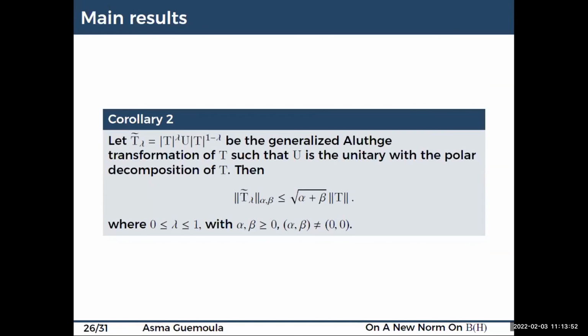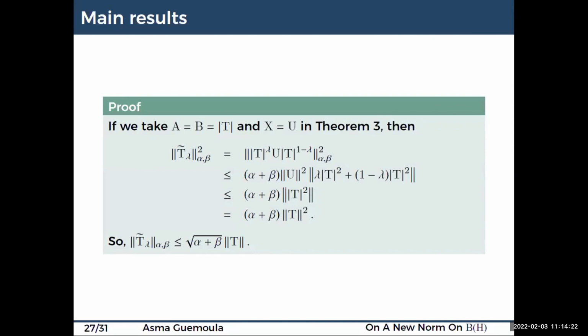Corollary 2. Let T-tilde be the generalized Aluthge transform of T, such that U is the unitary in the polar decomposition of T. Then we get this inequality, where lambda is between 0 and 1, with alpha and beta positive and not both nil. Proof. If we take A equal to the absolute value of T and X equal to U in Theorem 3, by using some simplification, we get the required equality.